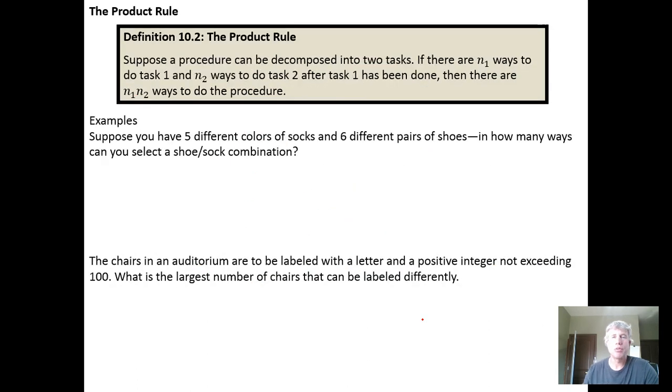The product rule. With the product rule, what you have is a procedure that can be composed into 2 tasks or more. This generalizes to an arbitrary number of tasks. And the idea is if there's n sub 1 ways to do the first task, and there's n sub 2 ways to do the second task, then there's going to be n sub 1 times n sub 2 ways to do the entire procedure.